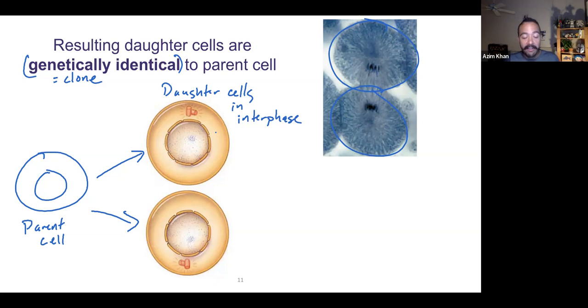Let's say I have one liver cell. We underwent mitosis, now I have two liver cells. They do exactly the same thing. They're programmed to do the same thing, which is great. I want to detoxify toxins. I want to make things for my blood. I have two cells instead of one doing the exact same thing, more cells doing more work.